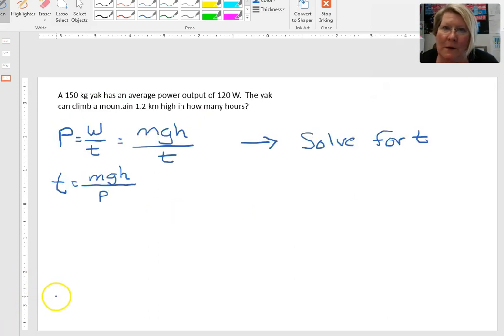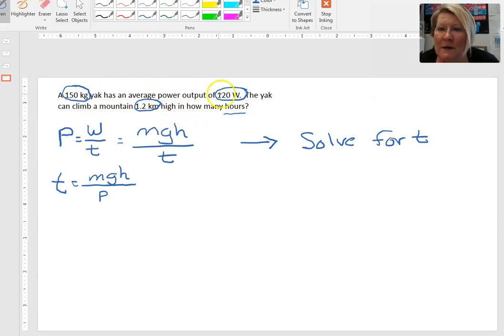Let's continue on with another power example. This problem says a 150 kilogram yak has an average power output of 120 watts. The yak can climb a mountain of 1.2 kilometers high in how many hours? So the question is asking us to solve for time here. They give us the mass. We have power. Watts tells us that this is power. And they give us the height the little guy climbed.